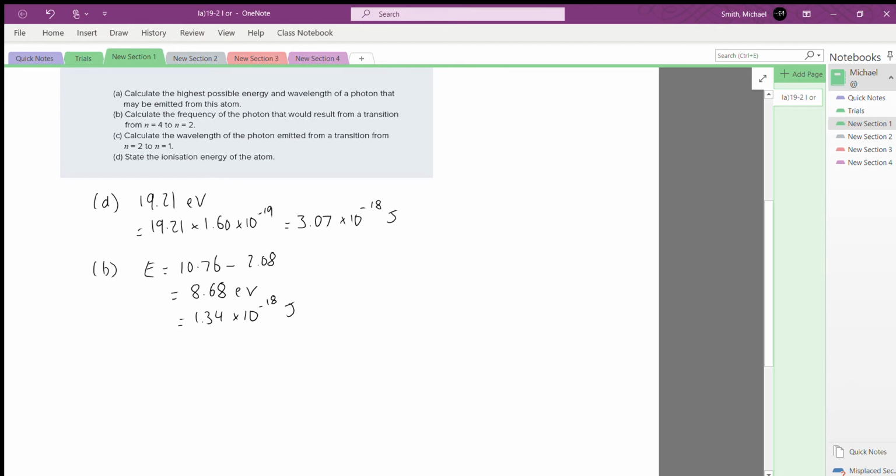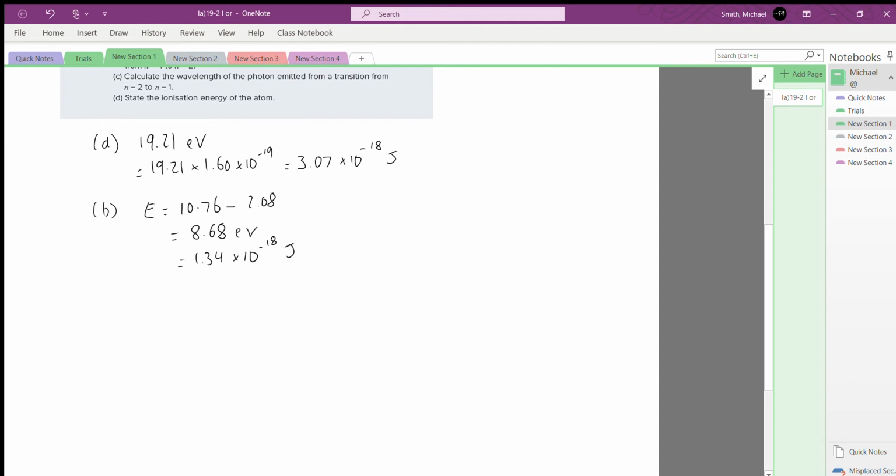Now we have to work out the frequency of that photon. So here we know that E equals HF, therefore F will be equal to E on H. We have the energy from just before, so 1.34 times 10 to the power of minus 18 divided by H, which is Planck's constant, so 6.63 times 10 to the minus 34. And if we substitute that into our calculator, we get 2.09 times 10 to the power of 15 hertz.